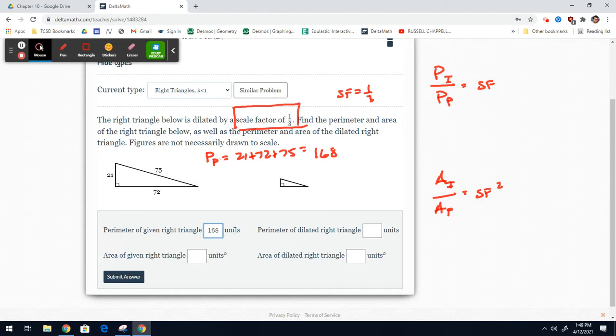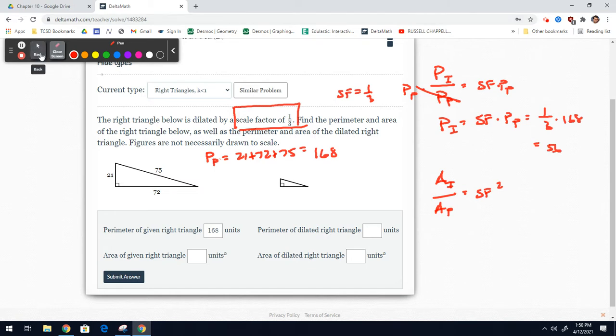So now, to find the perimeter of the dilated triangle, we're going to come over here. And again, remember, if you want to find the perimeter of the image, you multiply both sides by the perimeter of the preimage, there you go. The perimeter of the image is the scale factor times the perimeter of the preimage. So we're simply going to take 1/3 and multiply by the perimeter of the original figure, 168. We're going to take 1/3 of that original figure's perimeter, and 1/3 of 168 is 56.